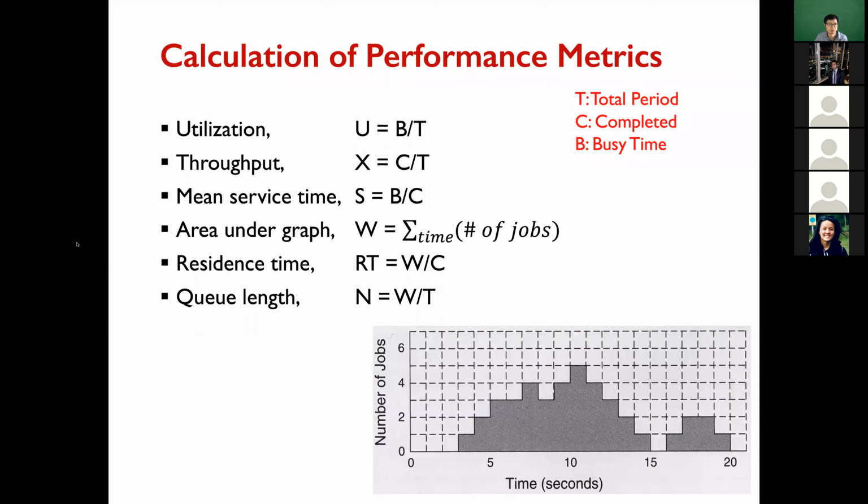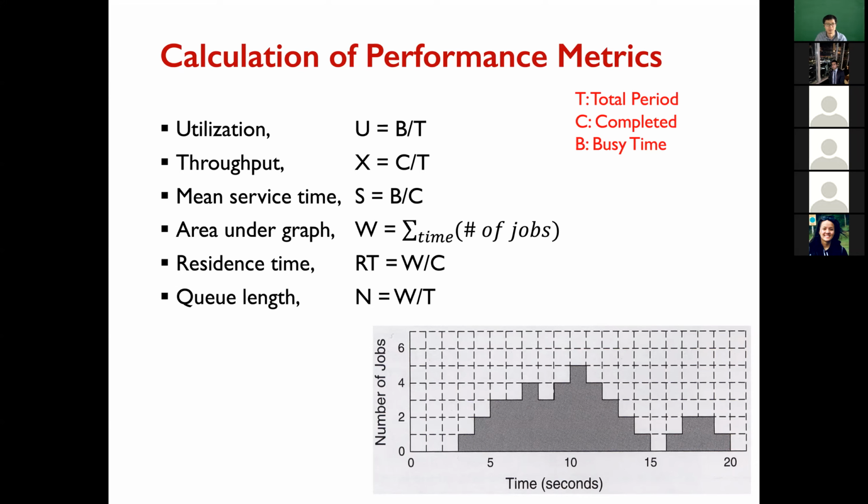So the area under the graph here is basically the gray area, right? It's a sum of the jobs at each time, the sum of jobs in the queue at each time. Residence time is the area under the graph divided by the number of completed jobs, right?